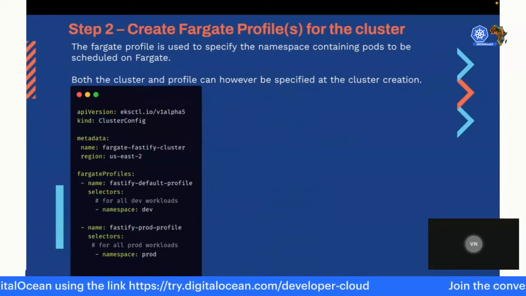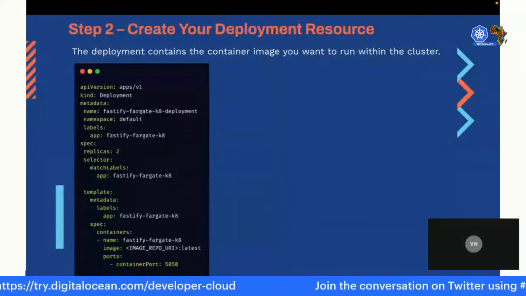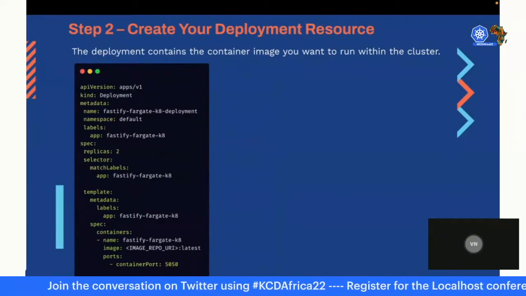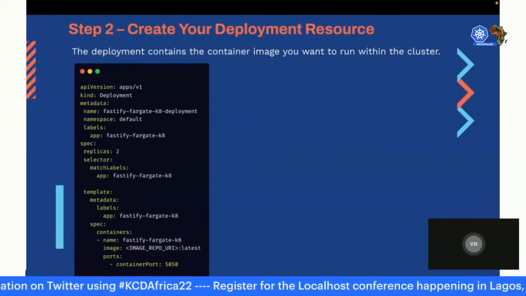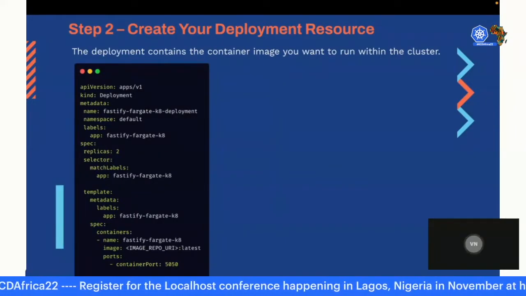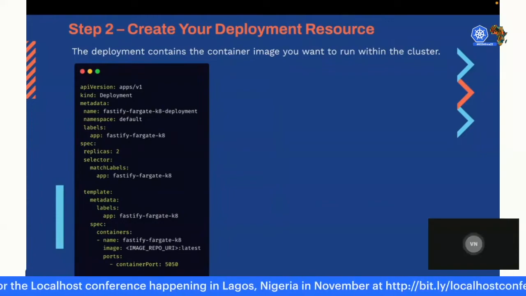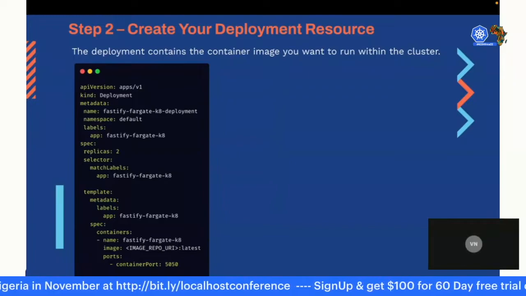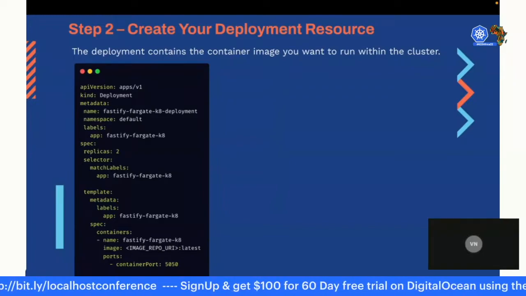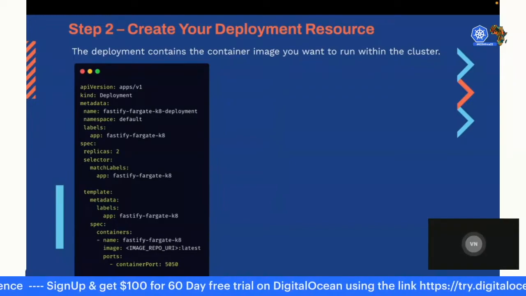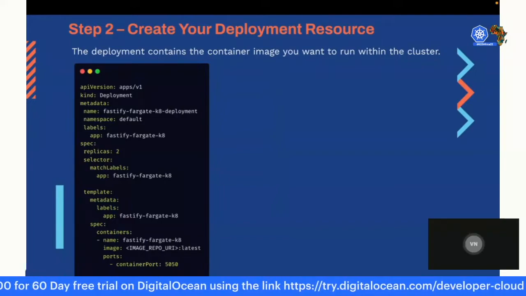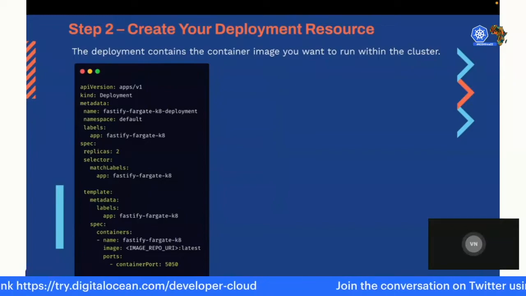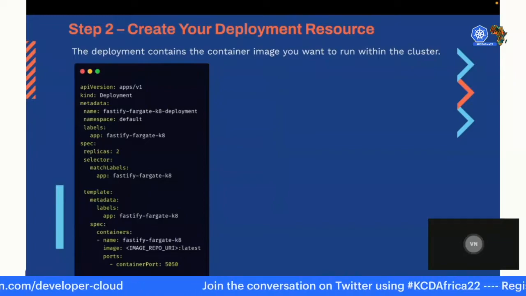Then the next is to create the deployment resource. On the image, the snippet here on the right is a sample deployment resource file. First, we have the name, the namespace, the labels, then the selectors. This would contain two pods. Then down below, I also have the image repo URI. So if you're doing this yourself, you'd have to change that placeholder to the URI of your image within the ECR.